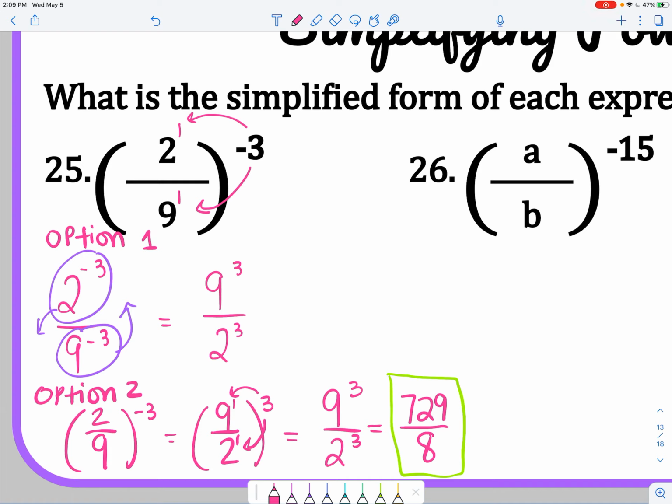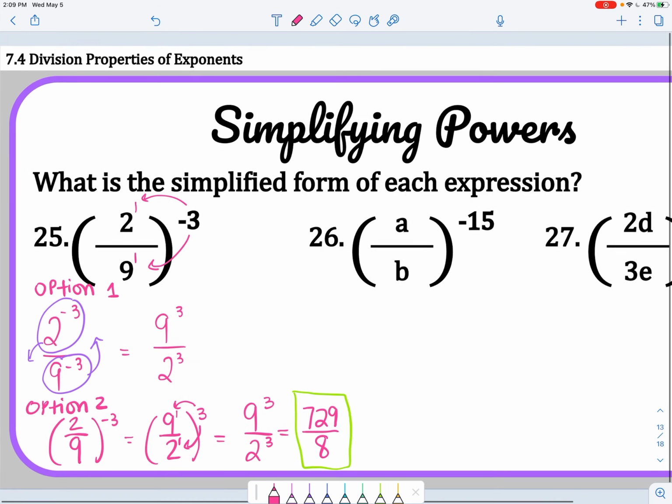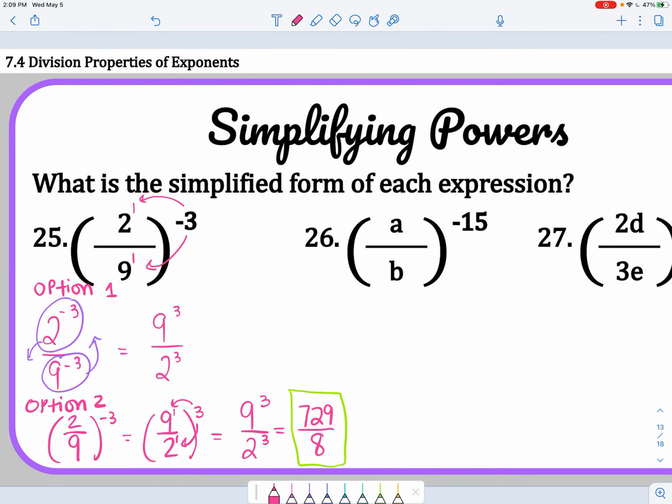So I'm actually going to use option 2, I think, for all of these. I think it might be a little quicker and easier to follow. So for 26, what I'm going to do first is flip everything in that fraction, so b goes up top and a on the bottom, and I'm going to change that exponent to a positive. Now I'm going to multiply that 15 with those understood exponents of 1s, giving me b to the 15 over a to the 15.